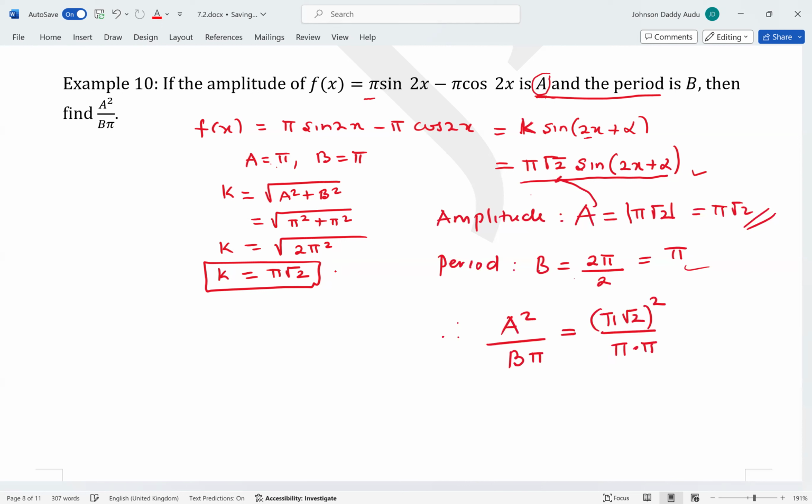So I think there's some confusion here about what is A and what is B, so please take note. This A and this B, let me use A hat, A star, these ones are coming from the coefficient, but in the question, we are told that the period is B. That is why I used B here. So take note. Now, this is just going to be 2, because this is pi squared times 2 over pi squared. This will cancel, and we have just 2.